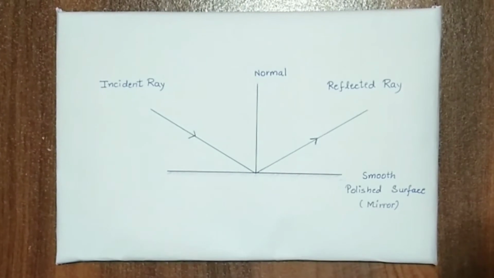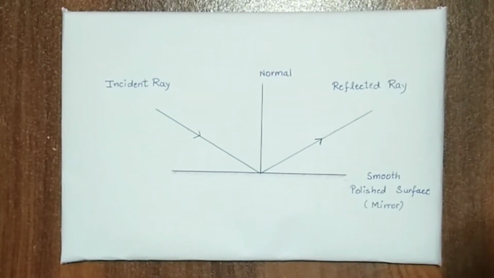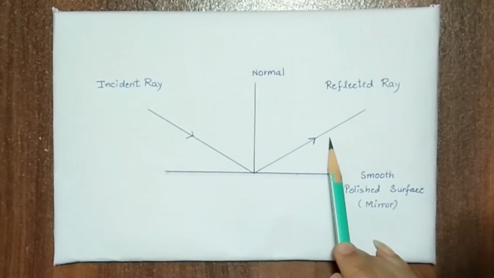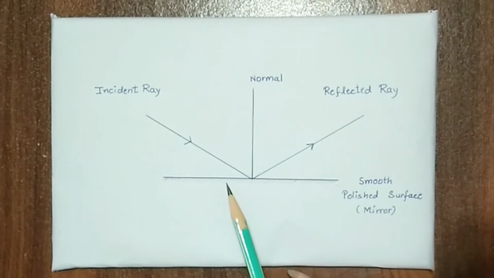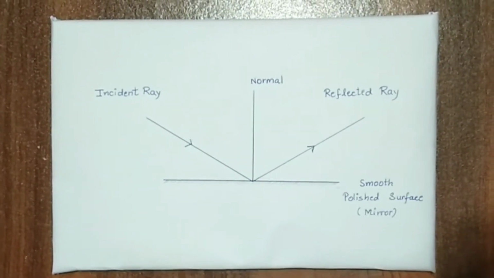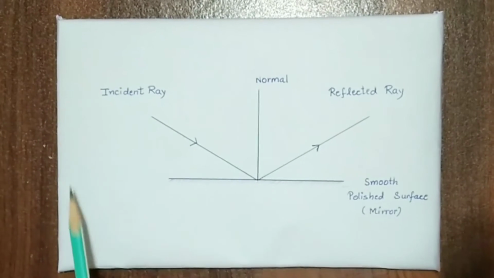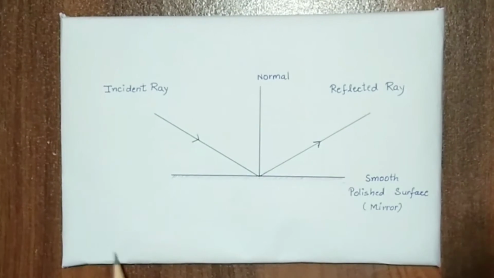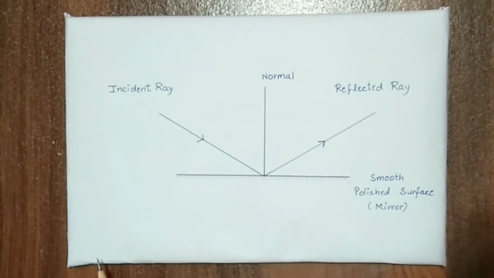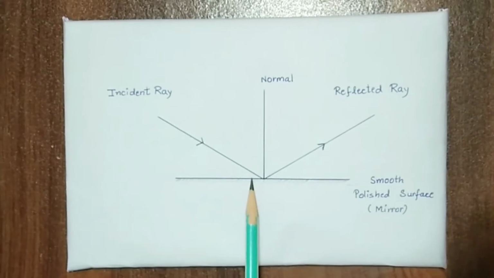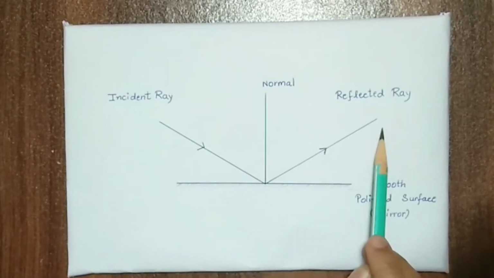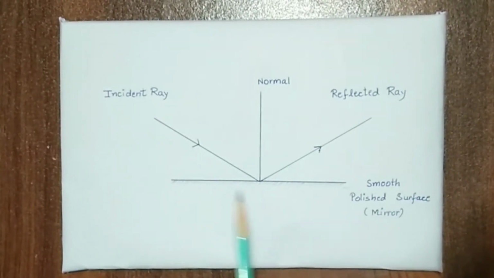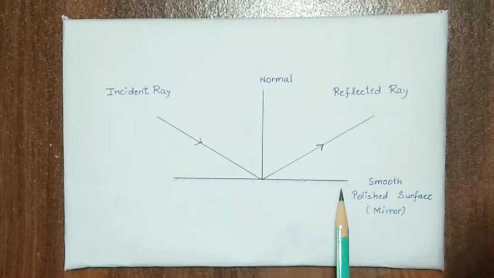So let's start with the demonstration of the law that the incident ray, normal and the reflected ray all three lie in the same plane. So let us understand what exactly a plane is. You can see here, this is the y-axis and this one is our x-axis. The combination of two axes makes a plane. So here the incident ray, normal and the reflected ray all three lie in the same plane, and this is our smooth polished surface, that is the mirror.